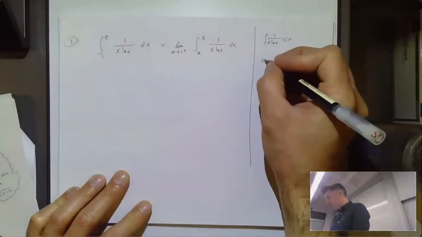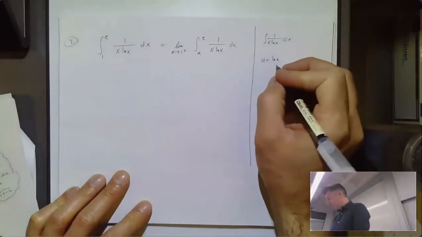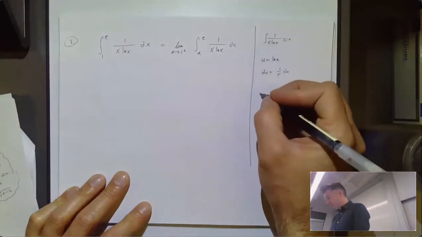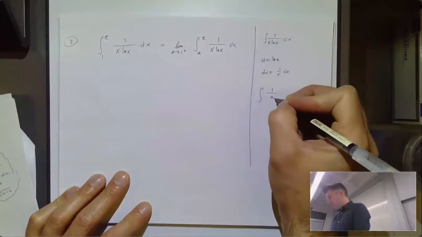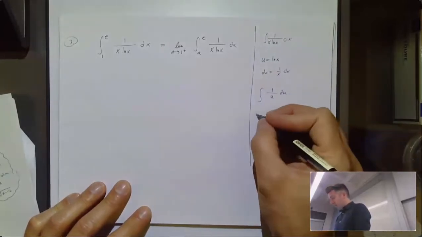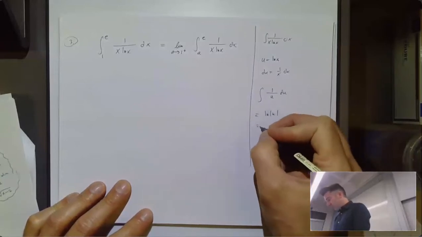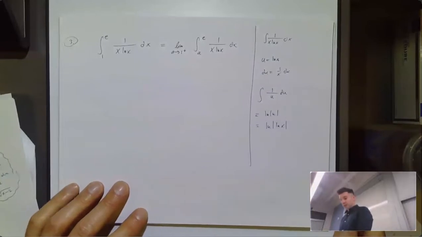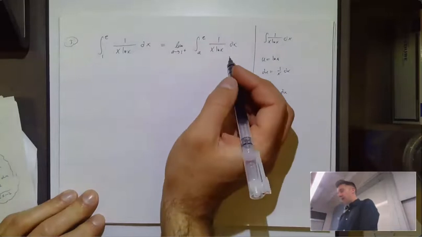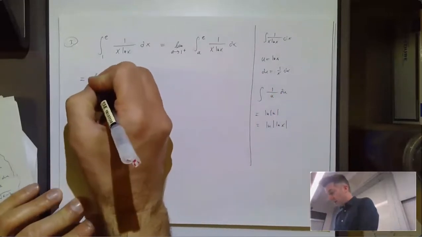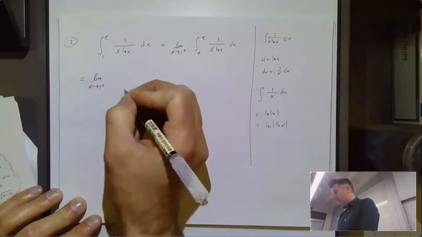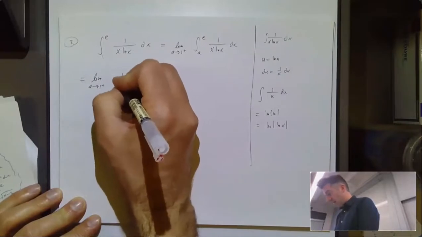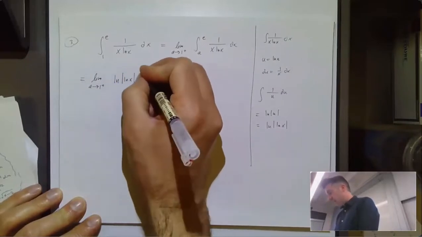let's see, we're going to let u equal the natural log of x. du is going to be 1 over x dx. So this integral is going to become the integral of 1 over u du, which is going to be the natural log of the absolute value of u, which is the natural log of the absolute value of the natural log of x. So that's what we've got there. So then we can throw that back in here and say, okay, now we've got the limit as a approaches 1 from the right. We know that the integral of 1 over x natural log of x is the natural log of the absolute value of the natural log of x, from a to e.